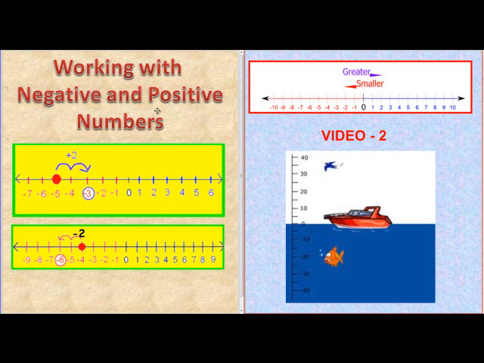Working with negative and positive numbers. We are going to illustrate to you some examples of working with negative numbers. The first example, you'll notice we have -5, but we're going to add +2. -5 plus 2 gives you -3. So -3 is a much larger number than -5.